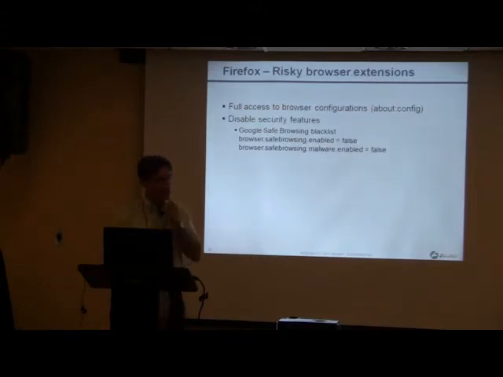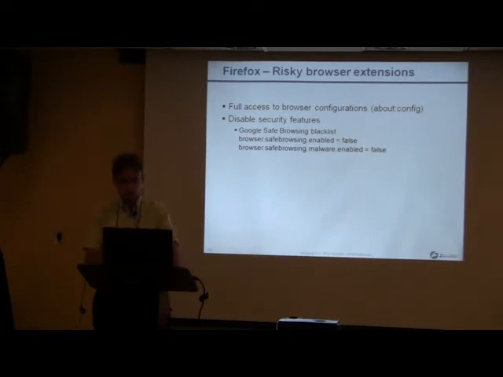Okay, so now that I've described how it works, let's see what we can actually do in Firefox with a malicious extension. I mentioned that you have access to the full browser. You also have access to the settings of the web browser. So what you could do, for example, is start disabling the security features of Firefox. Firefox uses Google Safe Browsing as a blacklist. So what you could do is just change the setting to disable this feed.